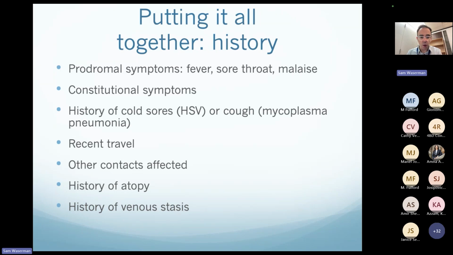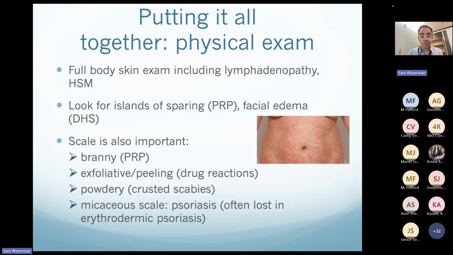Cough, thinking about mycoplasma pneumonia, which is also a cause of EM, but also other things as well, like mycoplasma-induced rash and mucositis. Any recent travels? Are other contacts affected? History of atopy, history of venous stasis, thinking about those id reactions.